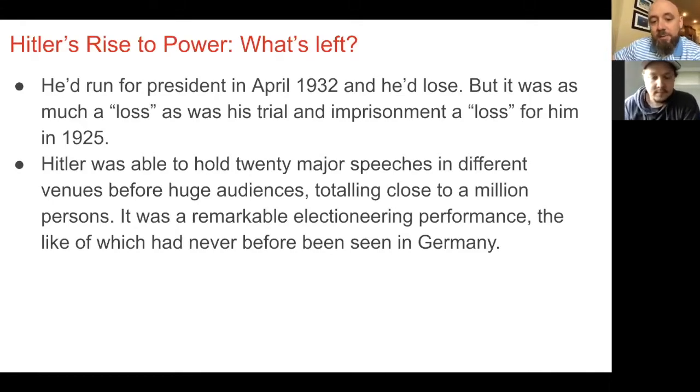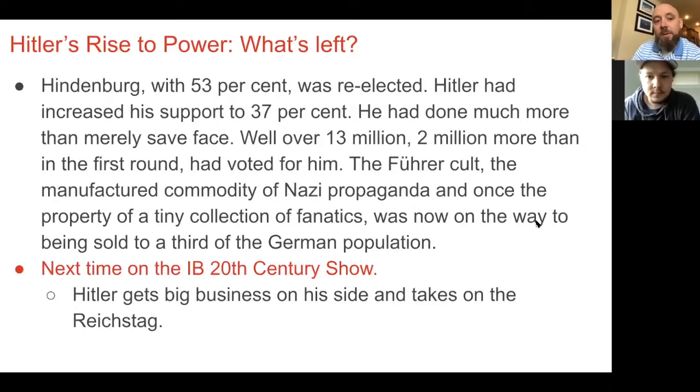As Kershaw puts it, it was a remarkable electioneering performance, the like of which had never been seen before in Germany. Hindenburg won 53% of the votes and was reelected. Hitler polled 37%. And you see here, he had done much more than merely save face. Well over 13 million, 2 million more Germans than in the first round, had voted for him. The Führer cult, the manufactured commodity of Nazi propaganda, once the property of a tiny collection of fanatics, was now on the way to being sold to a third of the German population.